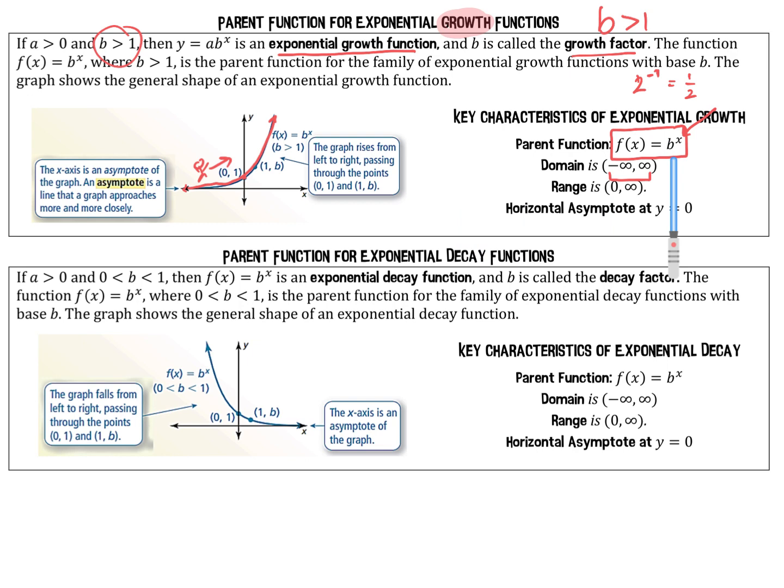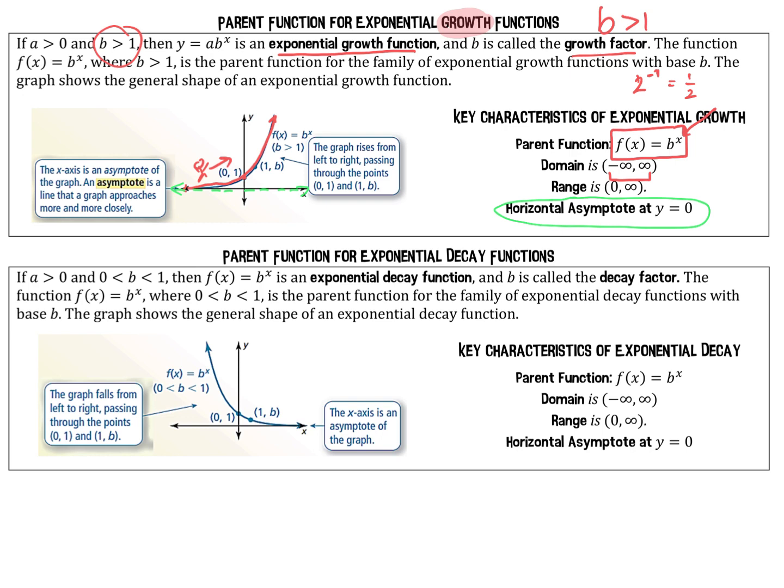We're also never going to get 0. There's no value of b, if b is greater than 1, that when I put it to a power, I'm going to get 0. So that creates a horizontal asymptote at the x-axis, or at the line y equals 0. So that horizontal asymptote is a line that the graph never crosses.